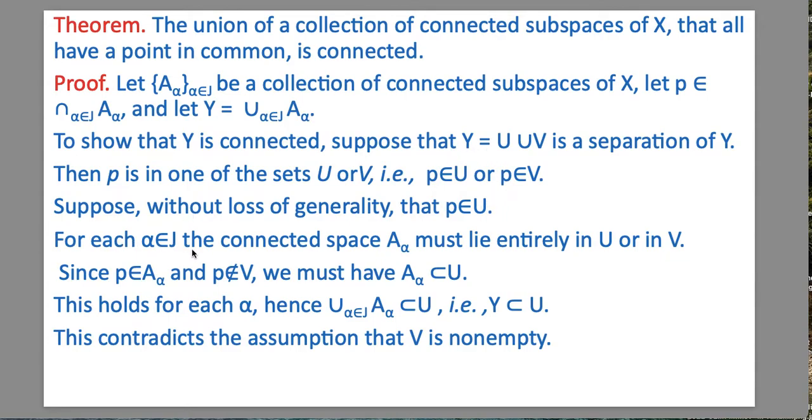For each alpha belonging to J, the connected space A alpha must lie entirely in U or in V. Since P belongs to A alpha and P does not belong to V, we must have A alpha is a subset of U. This holds for each alpha. It means the union of A alpha, alpha belonging to J, is a subset of U, that is Y is a subset of U, because the union of A alpha is nothing but Y. This contradicts the assumption that V is non-empty.